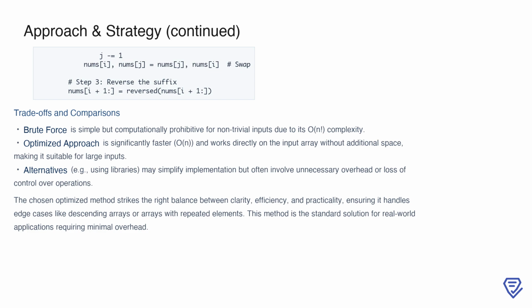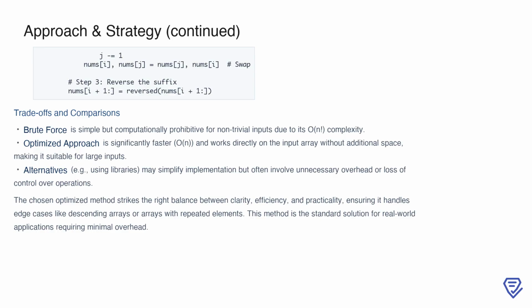While alternatives such as library-based solutions may simplify implementation, they often involve unnecessary overhead and limit control over the algorithm's steps. This optimized approach is not only efficient but also robust, handling edge cases like descending arrays or arrays with repeated elements effectively. It strikes a balance between clarity, performance, and practical application, making it the preferred solution for this problem.